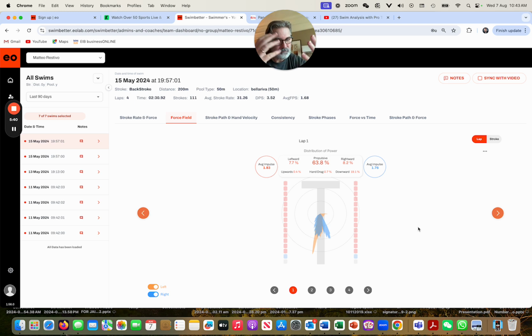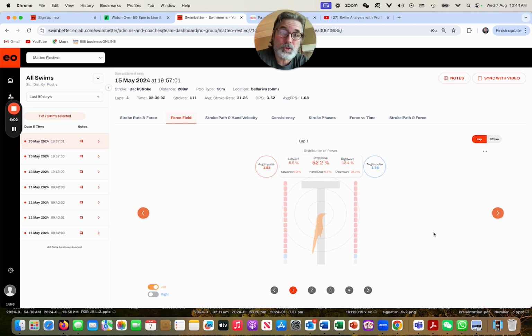So here we see where we sit now with the split in here. We can isolate the hands. We'll have a look at the right hand. Now look at this. The right hand has got downward of 7.9 and he's 77% propulsive. And when I go to his left hand, it's only 52% propulsive, but look at this downward force.